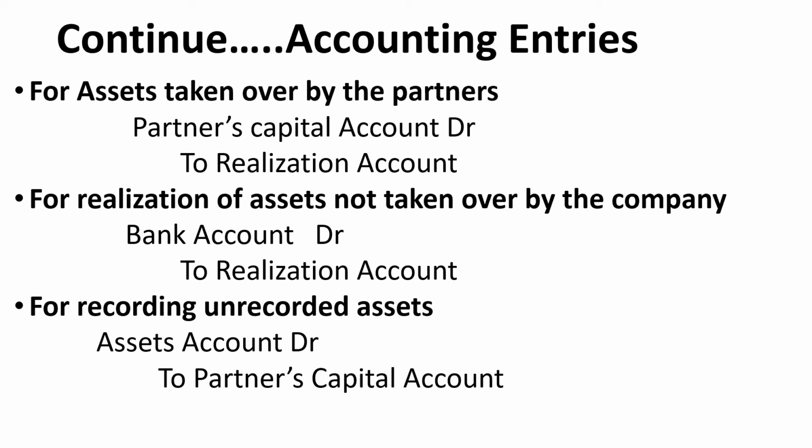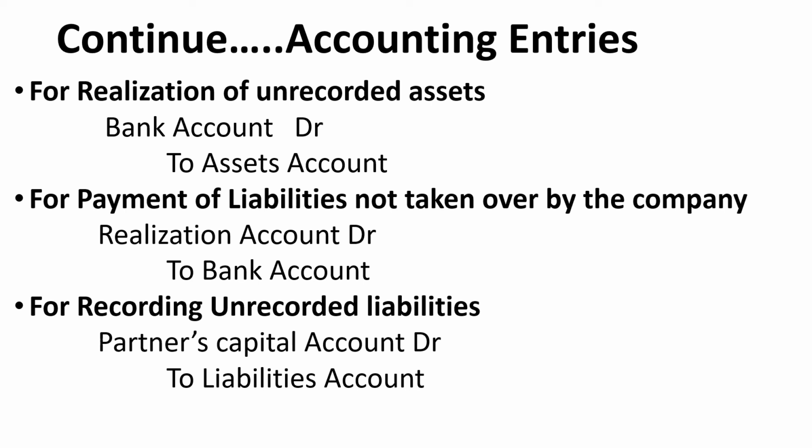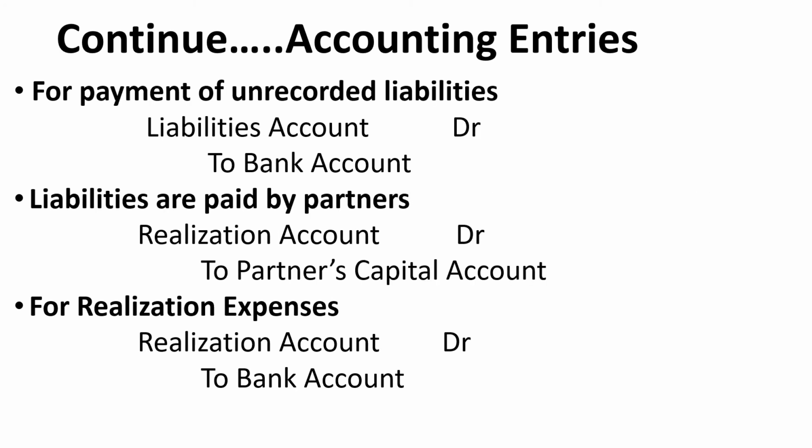For realization of assets not taken over by the company, bank account debit to realization account, if any. For recording of any unrecorded assets, assets account debit to partners' capital account. Next, for realization of unrecorded assets, the entry will be bank account debit to asset account. For payment of liabilities not taken over by the company, the entry will be realization account debit to bank account. For recording unrecorded liabilities, partners' capital account debit to liabilities account. For payment of unrecorded liabilities, liabilities account debit to bank account.